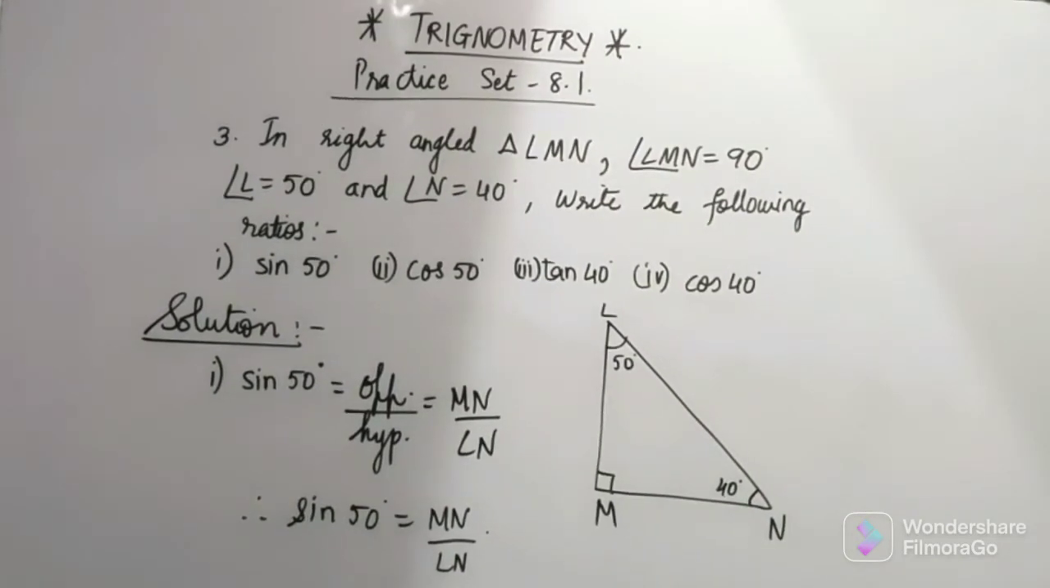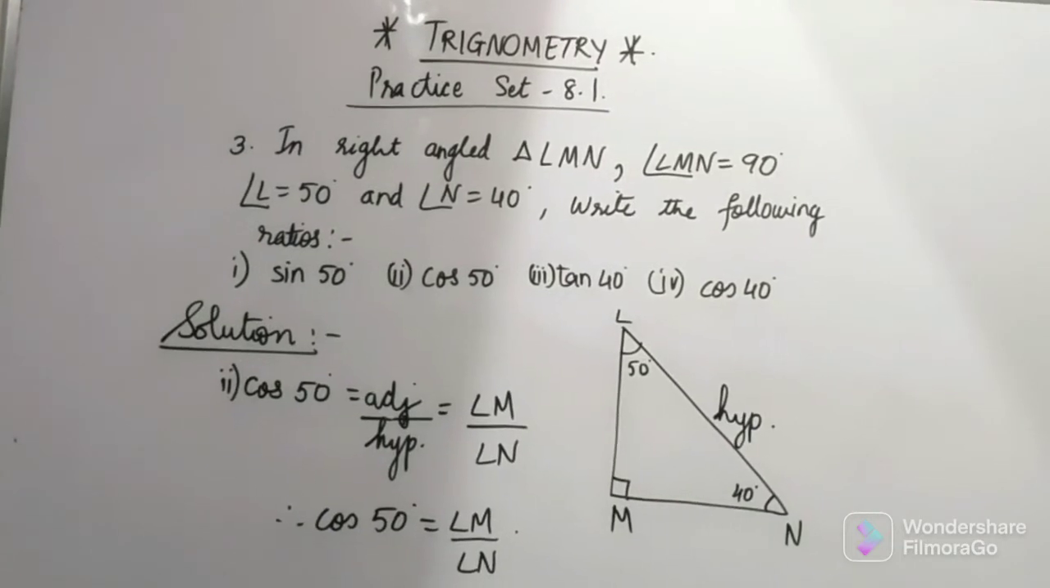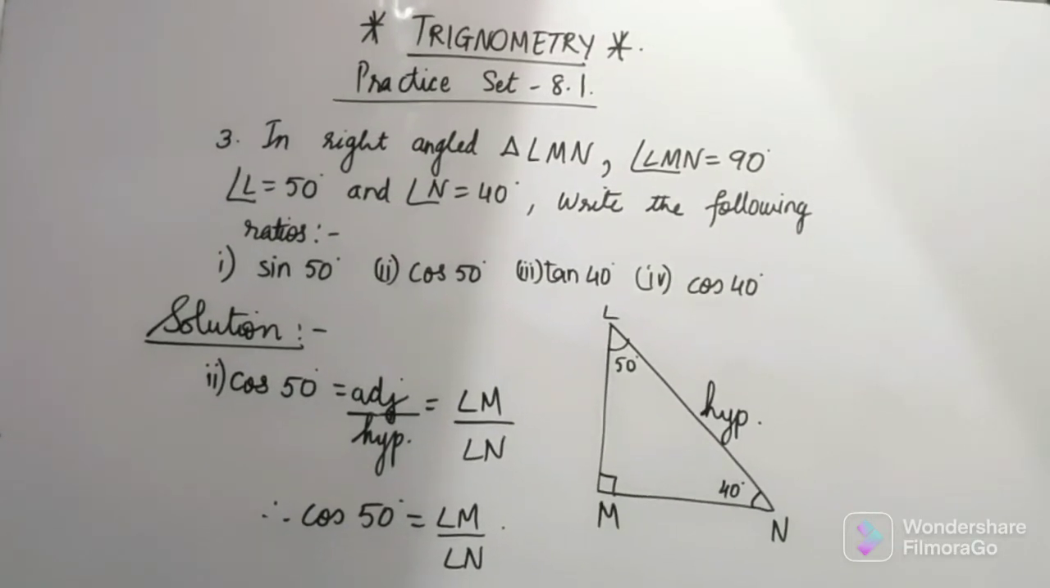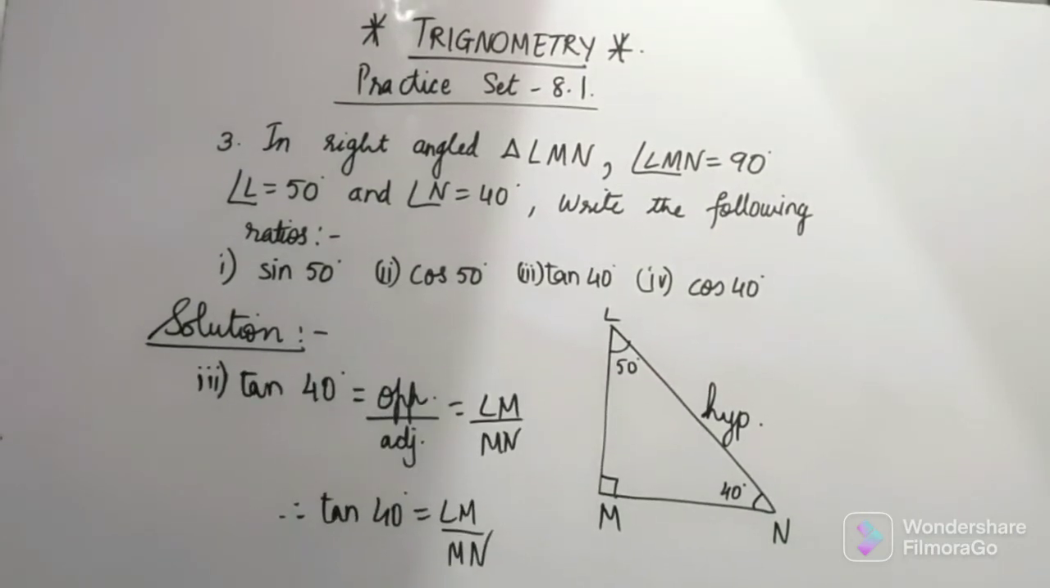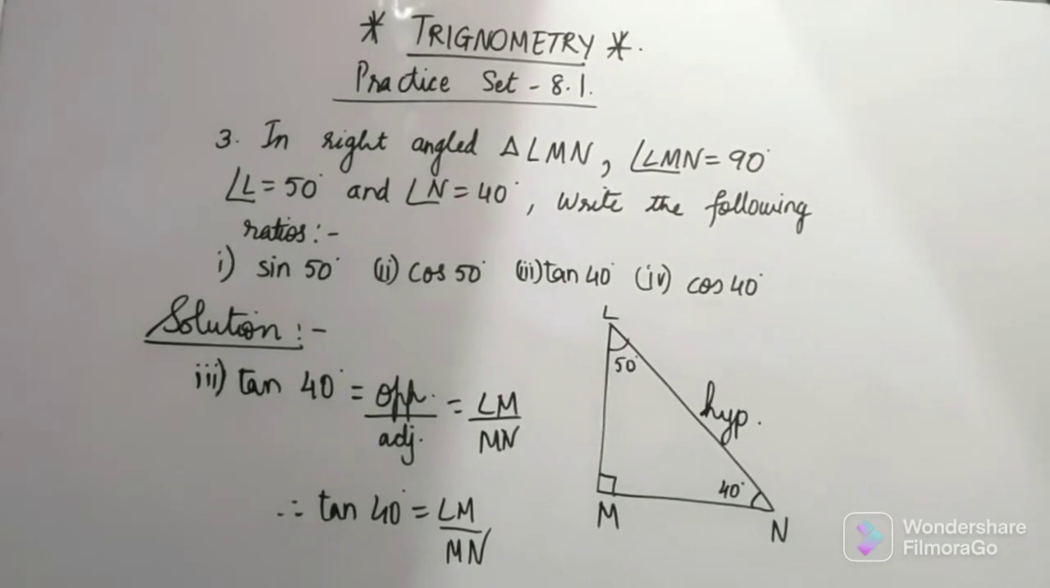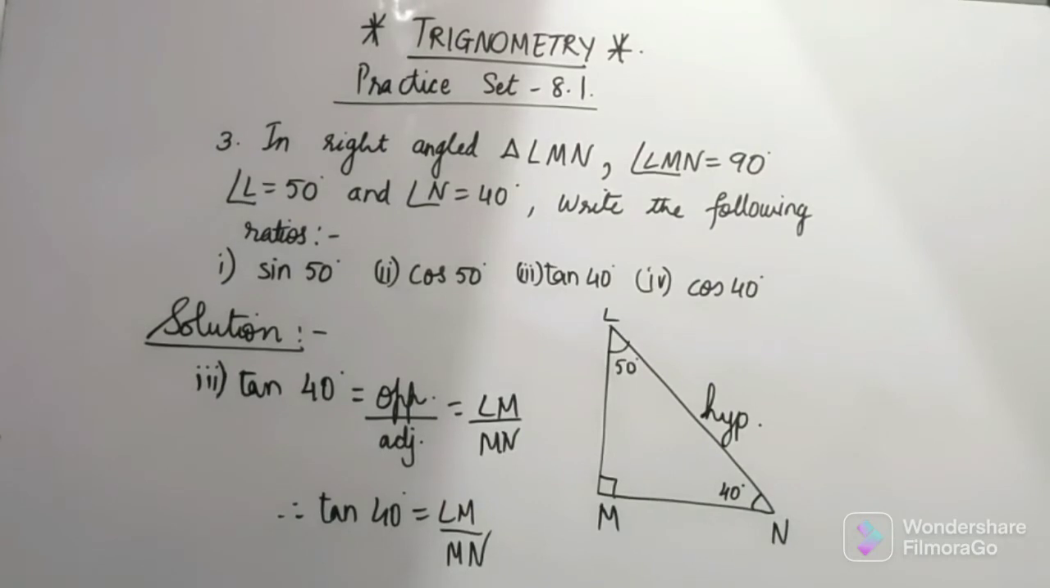So sin 50 is opposite upon hypotenuse. As I told you, opposite for 50 degrees is MN and hypotenuse is LN. So sin 50 will be MN upon LN. Cos 50 is adjacent upon hypotenuse, that is LM upon LN. So cos 50 will be LM upon LN. Third one is tan 40, that is opposite upon adjacent. So opposite to 40 is LM and adjacent is MN.